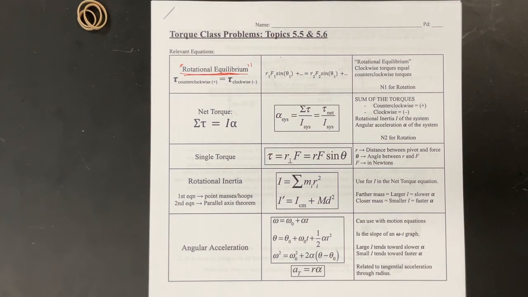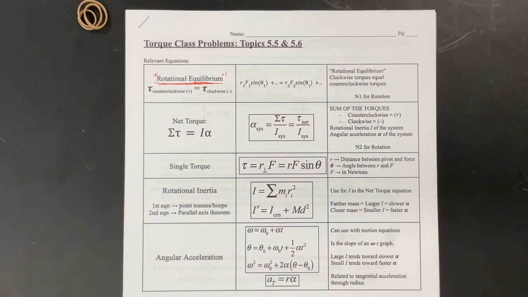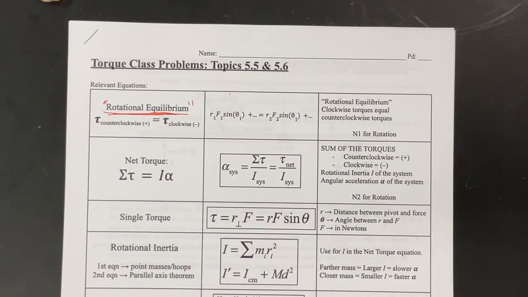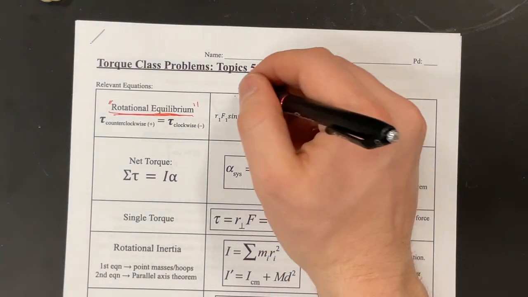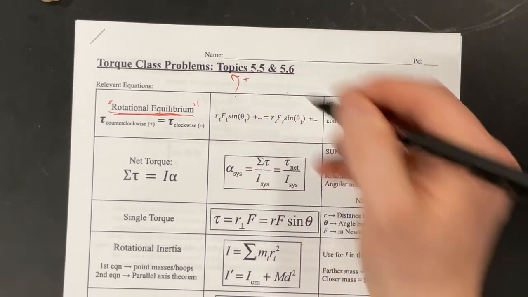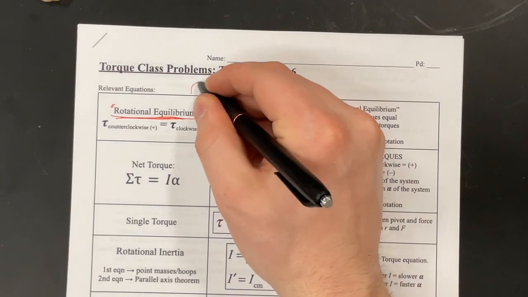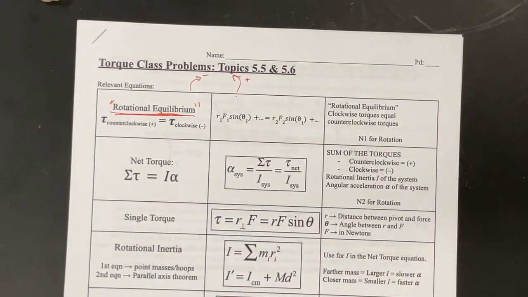Saying that the counterclockwise torques are equal to the clockwise torques. And convention, just like your unit circle, counterclockwise is positive, clockwise is negative. It does kind of feel backwards to those of us who have ever looked at a clock, but it's the unit circle.